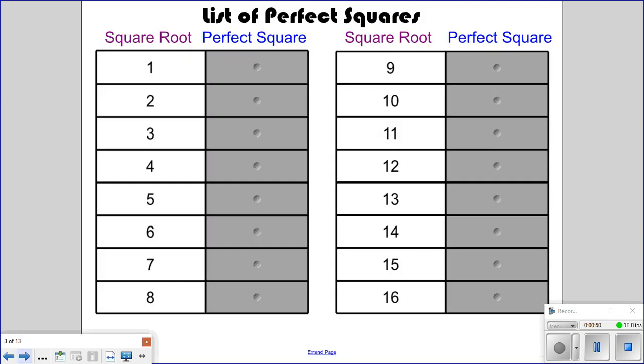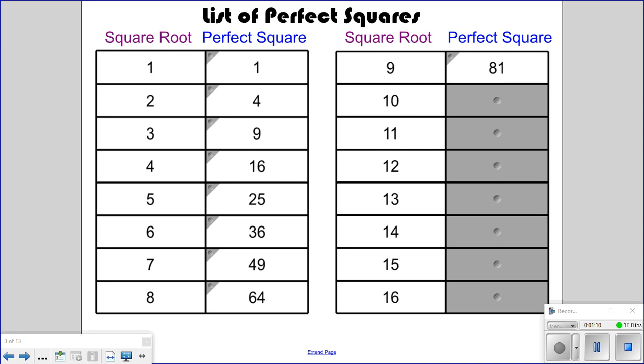Next up, we have our list of perfect squares. To get your perfect squares, all you have to do is multiply that square root by itself, and you'll get the perfect square. So 1 times 1 is 1. 2 times 2 is 4. 3 times 3 is 9. 4 times 4 is 16. 5 times 5 is 25. And the pattern continues down the list.